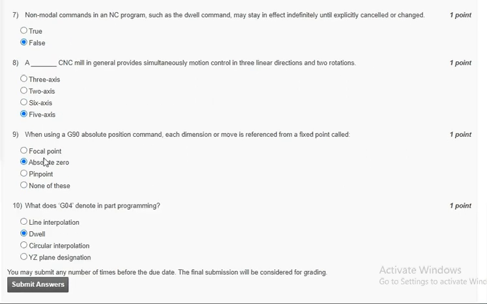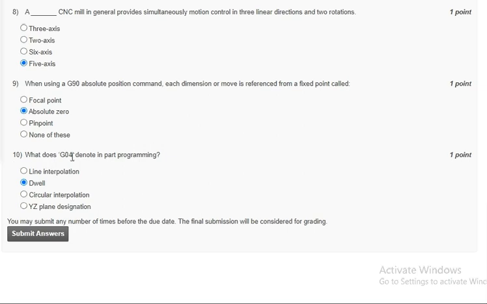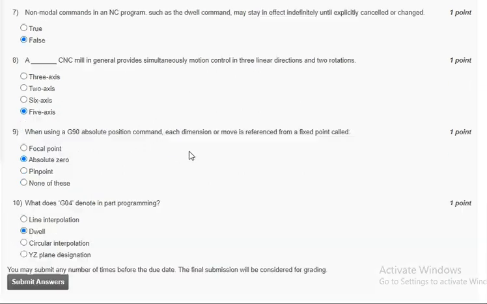For question number 9, the reference point should be absolute 0. And for question number 10, it is a G code. And for this, the second option is right, dwell.